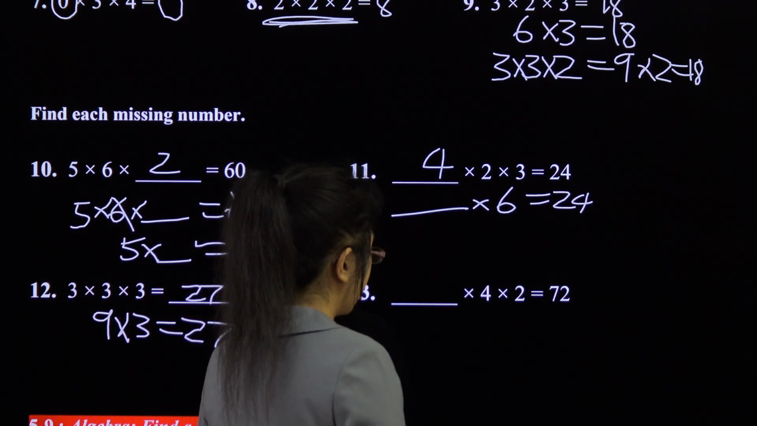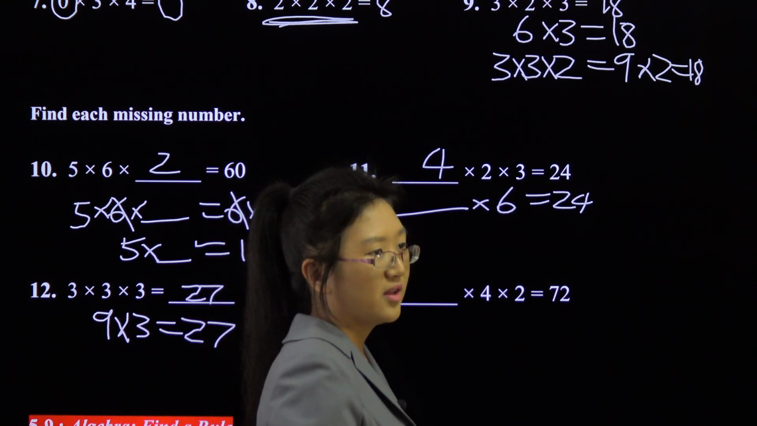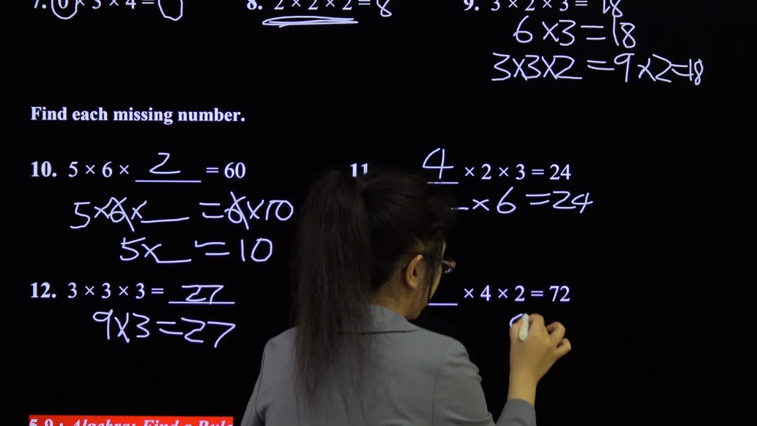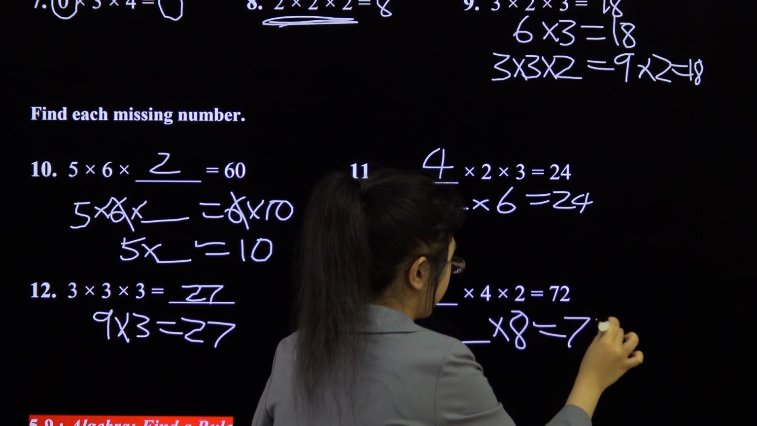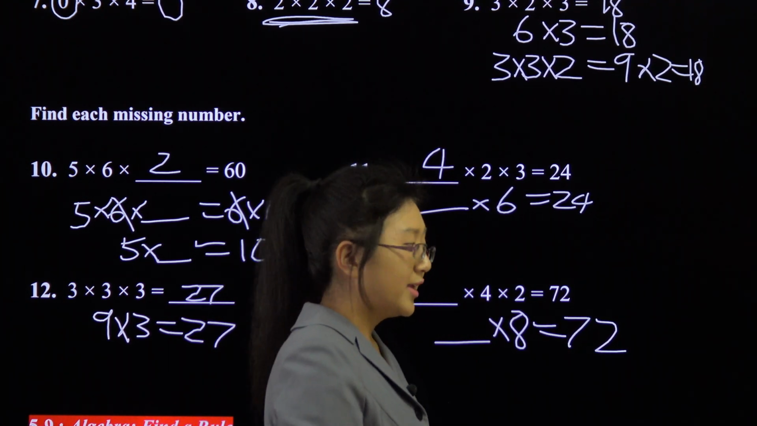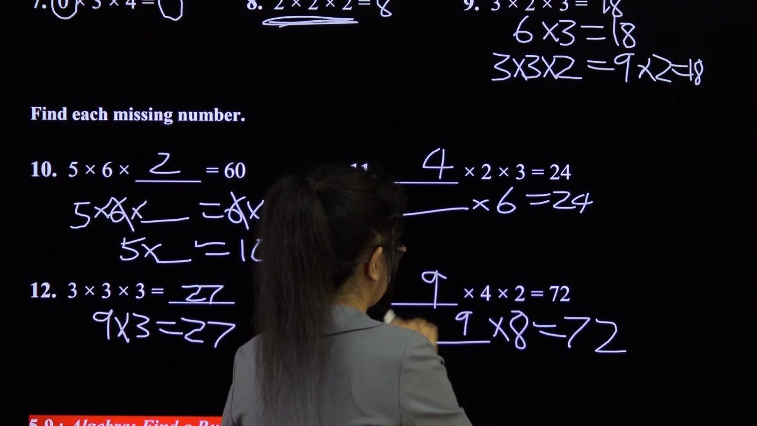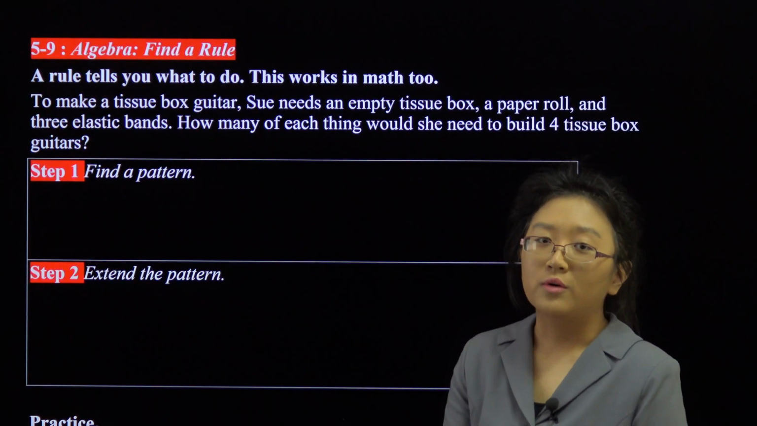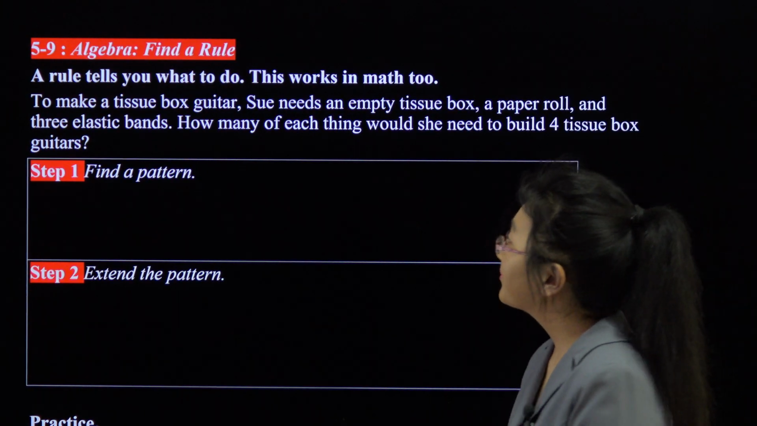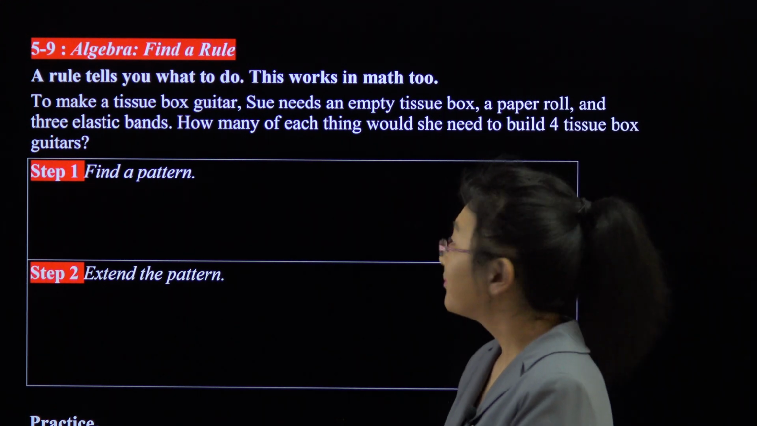Over here, it's something times 4 times 2 equals 72. 4 times 2 is 8. And then, last time I checked, 9 times 8 equals 72. Now that's that section done. Find a rule. This is a patterning thing. A rule tells you what to do. This works in math, too.